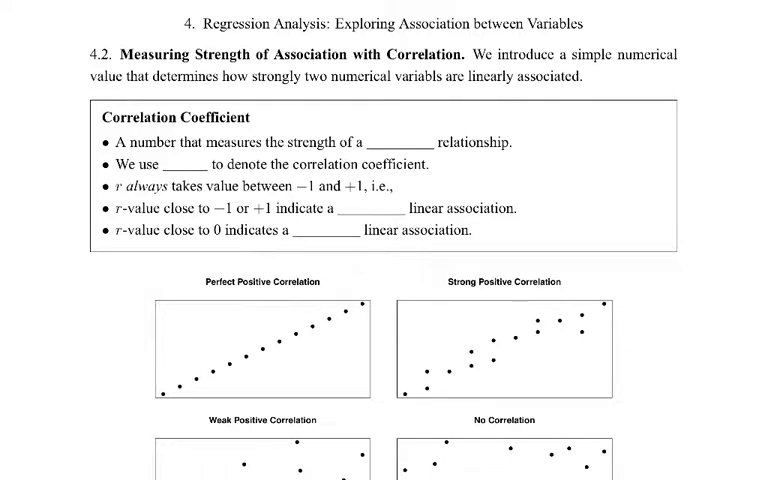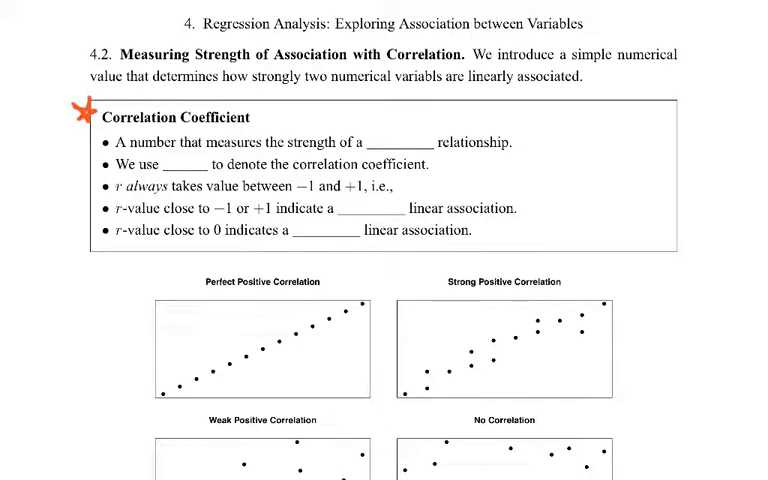Let's take a look at section 4.2. In this section we're still talking regression lines, but we're going to get a little bit more specific about how strong an association is. The name of the section is Measuring Strength of Association with Correlation. The correlation coefficient is a specific number that we're going to use to describe how strong an association is.